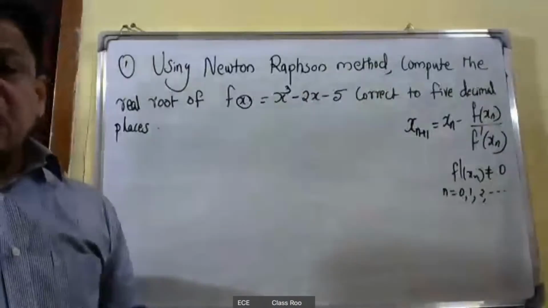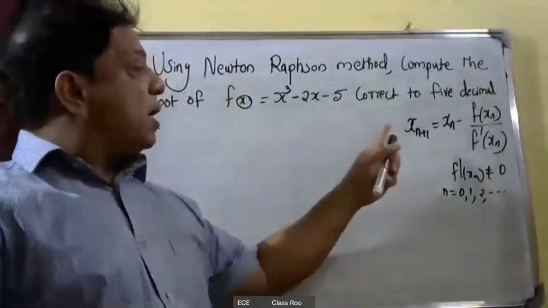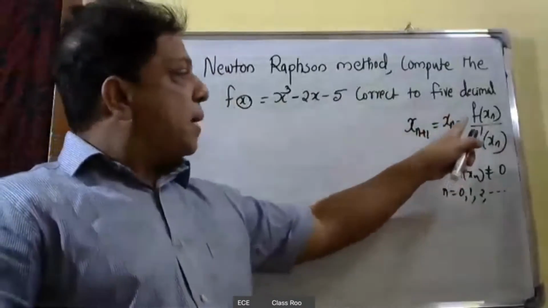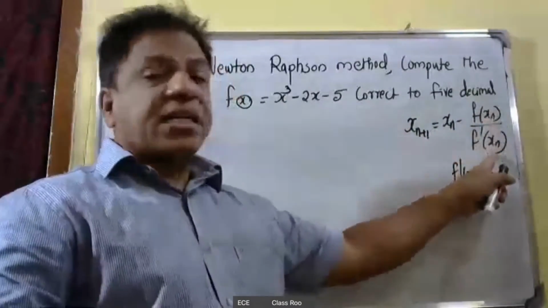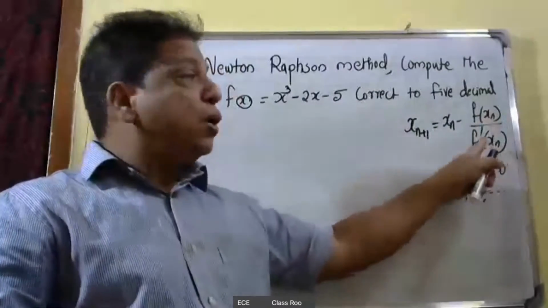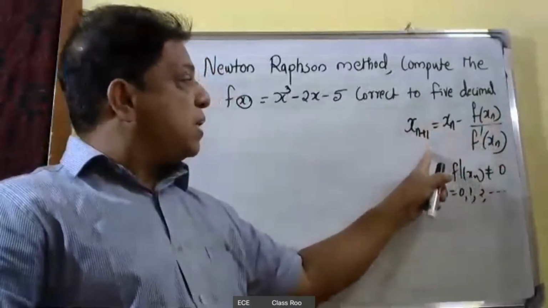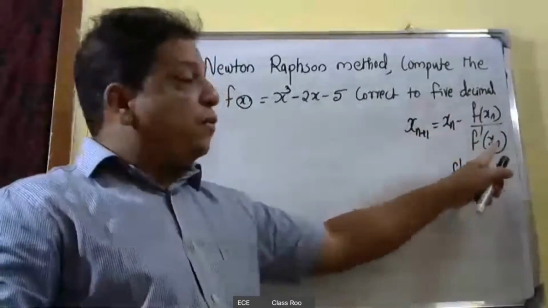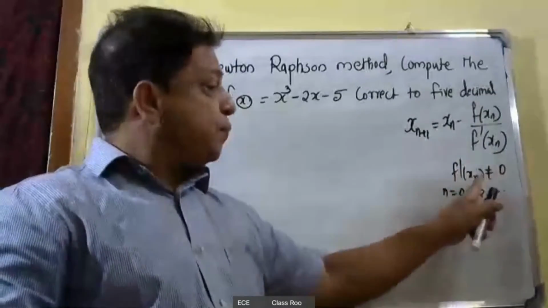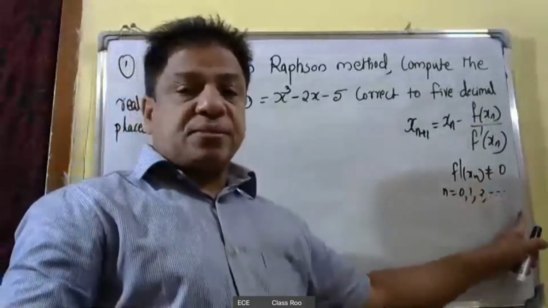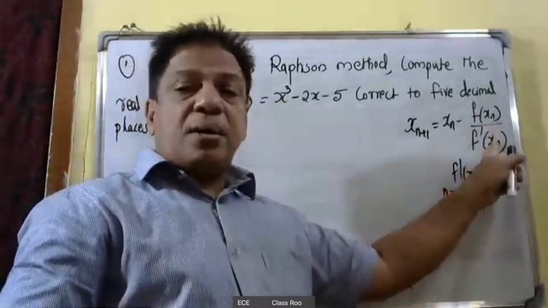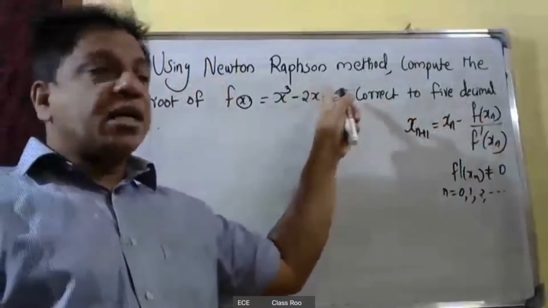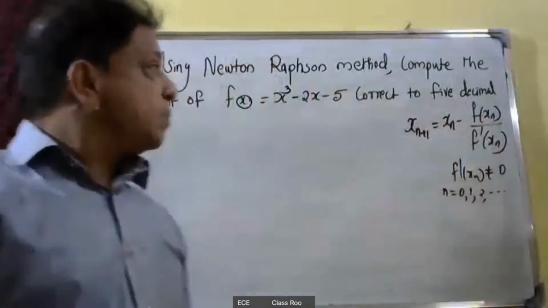When we apply the Newton-Raphson method, the formula is xn plus 1 is equal to xn minus f of xn by f dash xn, where f dash xn is not equal to 0, n equal to 0, 1, 2, etc. This is the formula for the Newton-Raphson method. By using this formula, we can easily find the root of this function correct to 5 decimal places.